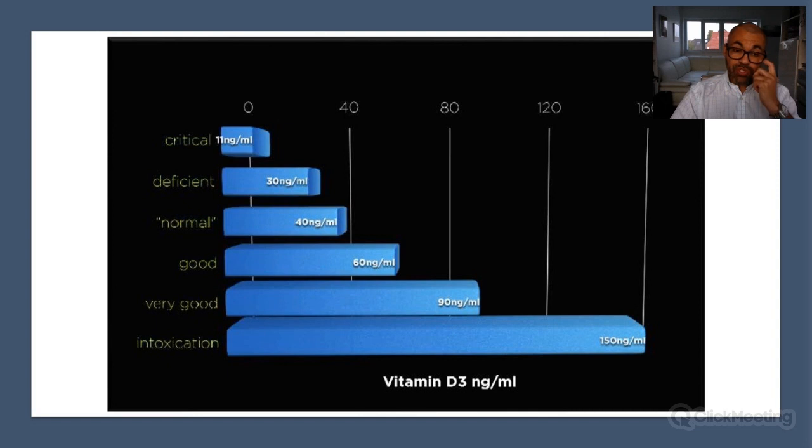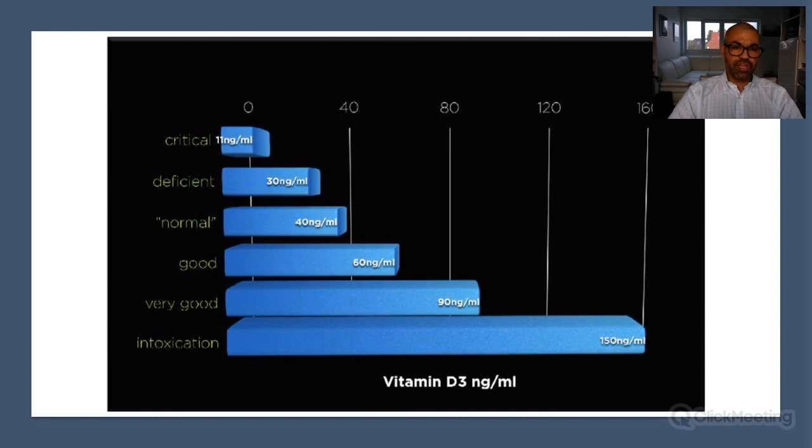In this graph, you can see that we talk about a deficiency when we are below 30 nanograms per milliliter. It is important because we have two different values for the measurement of vitamin D3: one is nanogram per milliliter, and one is millimole per liter. Sometimes it's just mixed up. If you have millimole per liter, then you need to divide it by 2.5. Then you have the nanogram per milliliter. So 30 nanograms, or everything below this value, we call deficient.